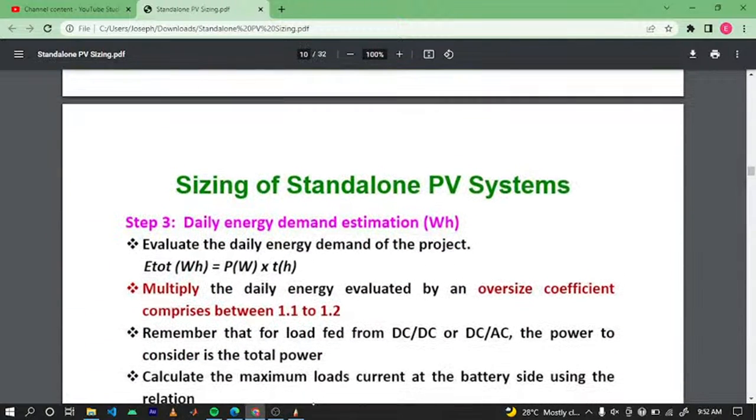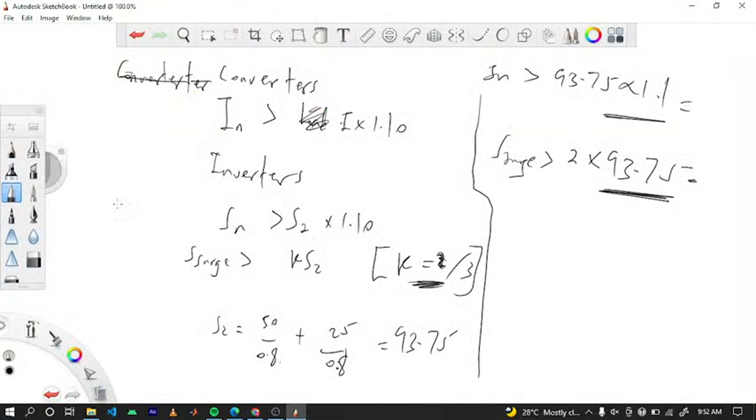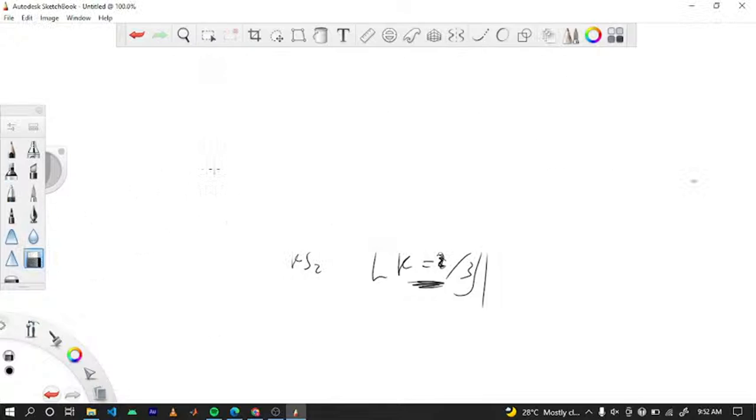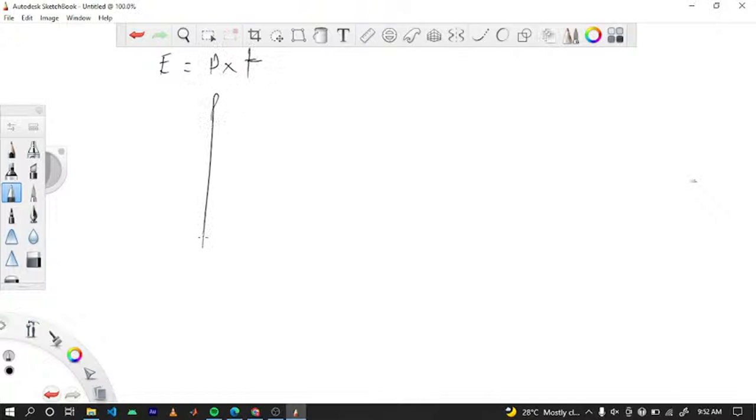Now step three is to find the daily energy demand. How do you find the daily energy demand? We know that E equals power times time. So we'll go back to our table where we found the hours, and then we'll know the working hours.